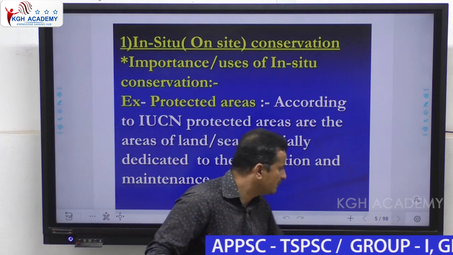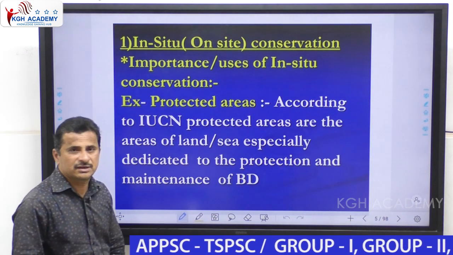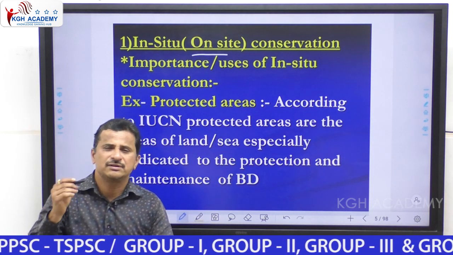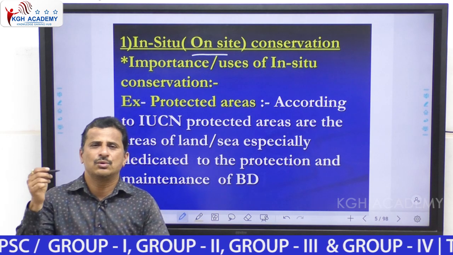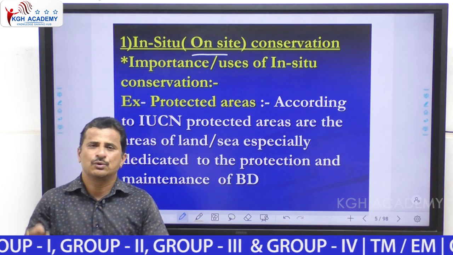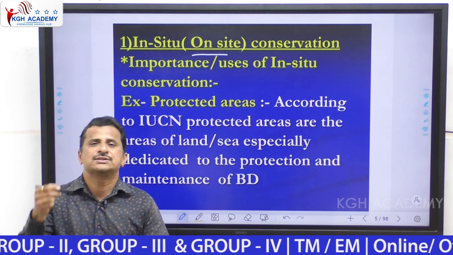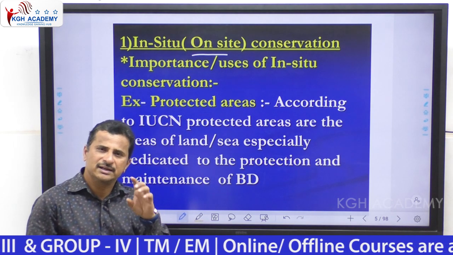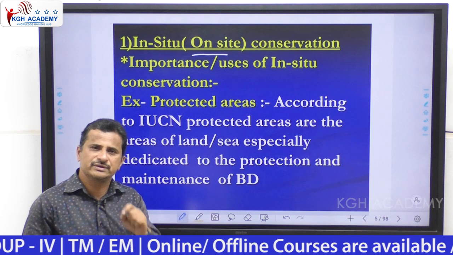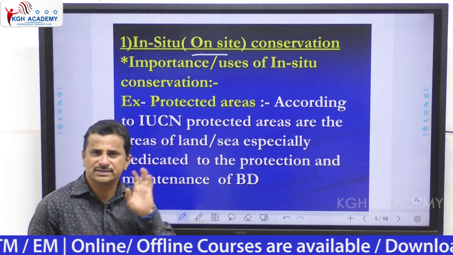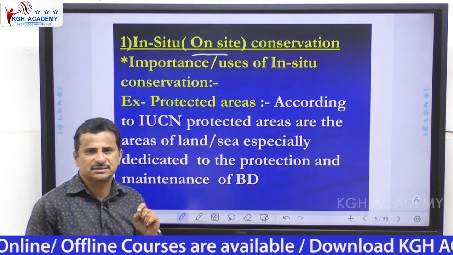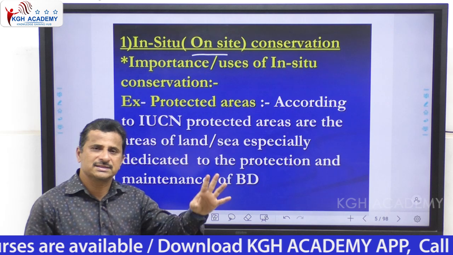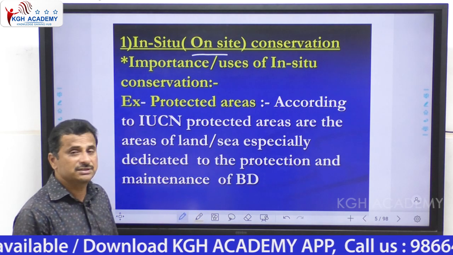First, we are starting with in-situ conservation, also called on-site conservation. Conservation of plants and animals in their own natural habitats, their own places where they are living, is called in-situ conservation. So conservation of plants, animals or organisms, biodiversity in their own natural habitats, in the forest areas where they are living, that is, conservation of all organisms in the same area, is called in-situ conservation.